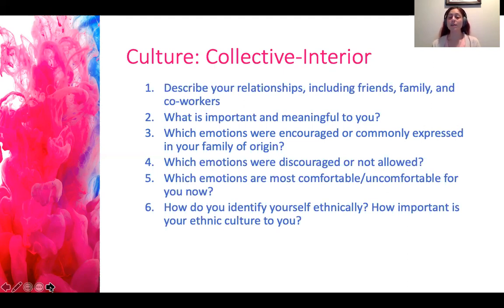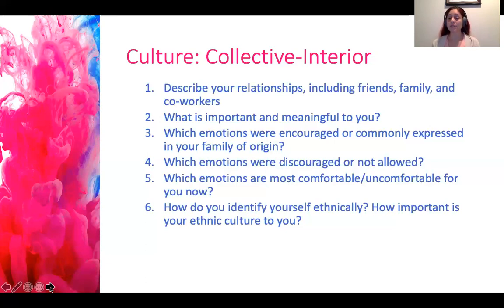Which emotions are most comfortable or uncomfortable for you now? I really like how this question's worded because it doesn't say that feelings are bad or good, but legitimately some feelings are uncomfortable and some are comfortable. So this is a great way to word this question.